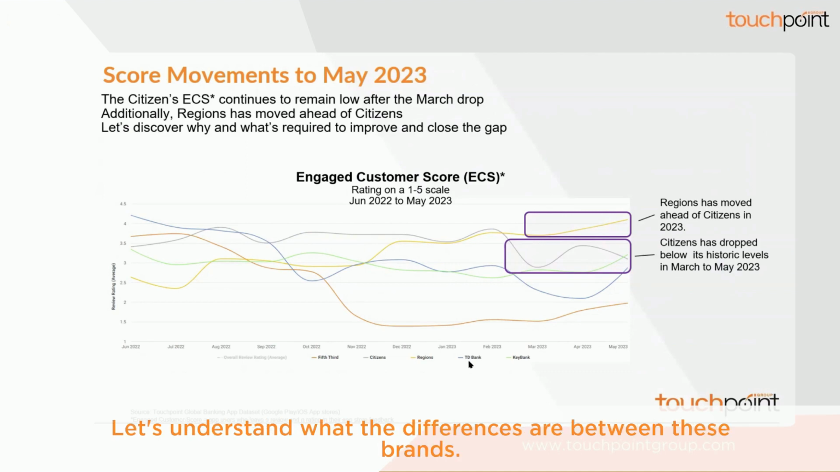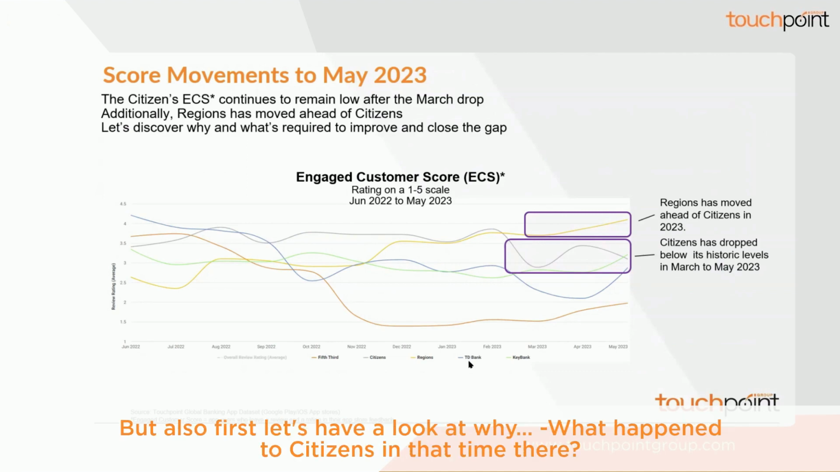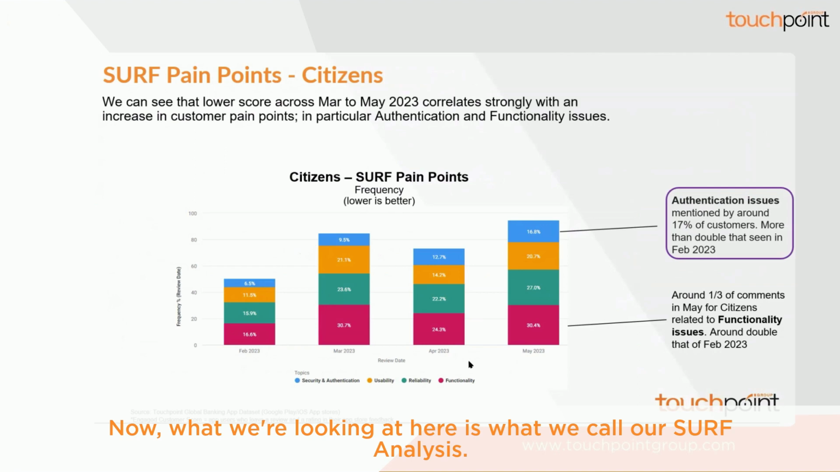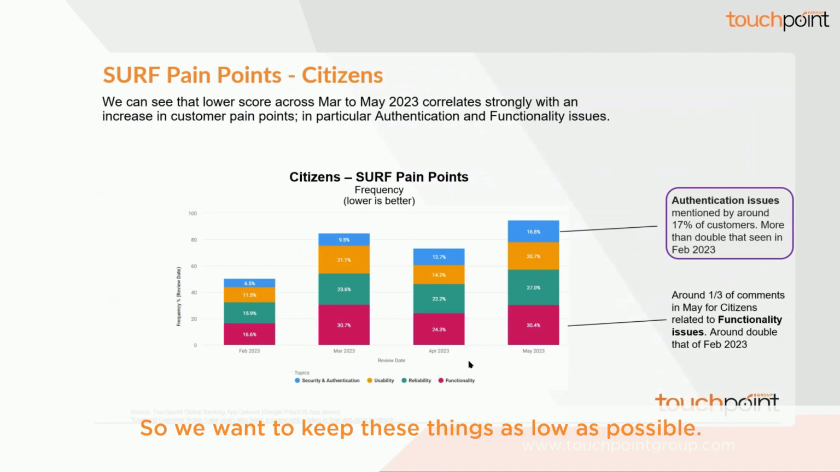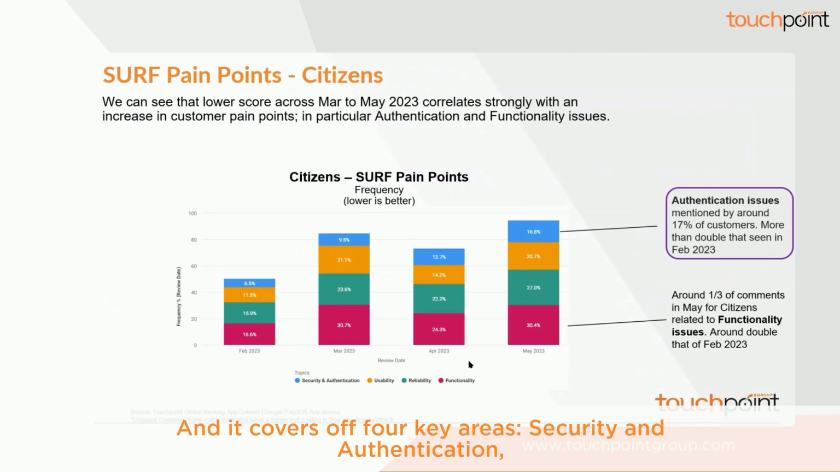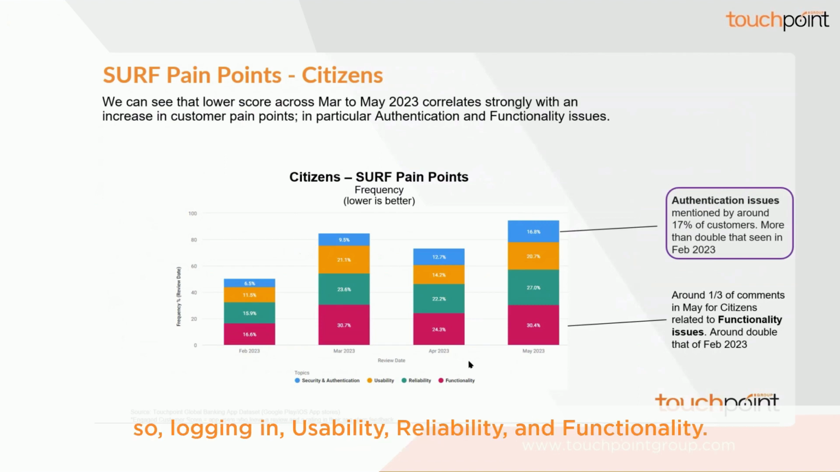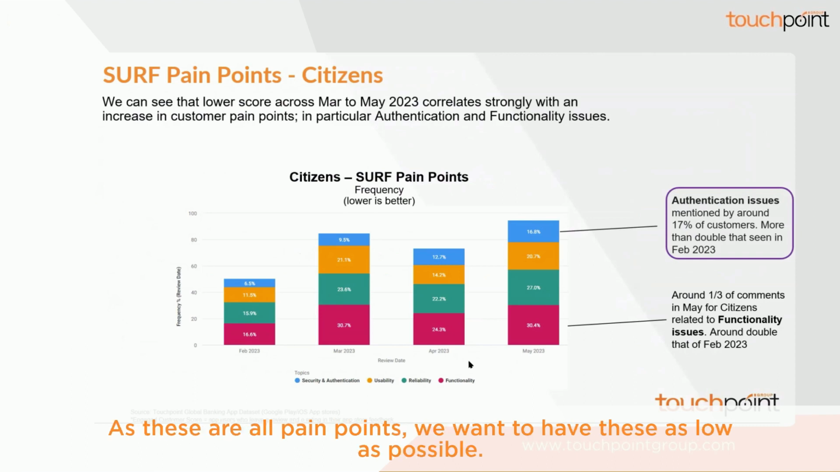Let's understand what the differences are between these brands, but first, let's have a look at what happened to Citizens in that time. Why has it jumped down? What we're looking at here is what we call our SURF analysis. For those familiar with this, it focuses on looking at pain points, so we want to keep these things as low as possible. It covers four key areas: security and authentication, so logging in, usability, reliability, and functionality. As these are all pain points, we want to have these as low as possible.